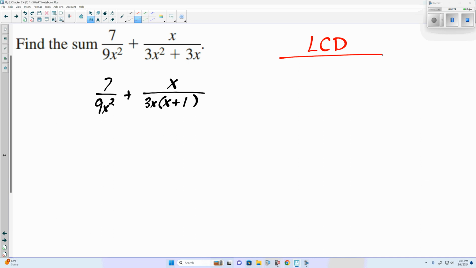Least common denominator and least common multiple, for all intents and purposes, are the same thing. Least common multiple is if we just have two expressions. So if we're just looking at 9x squared and 3x times x plus 1, we would be looking at least common multiple. But because those two expressions are at the bottom of a fraction, we're calling it least common denominator. And why we're using it is we're trying to see what the first expression is that these two will be the exact same.